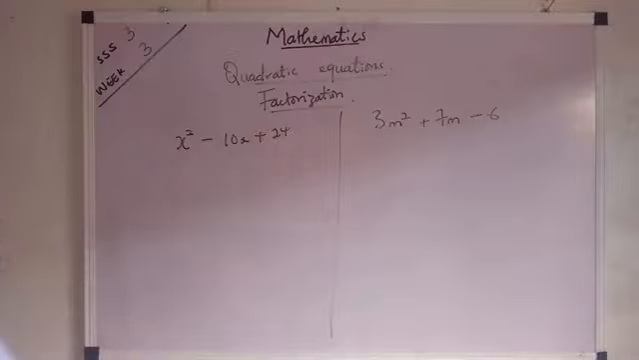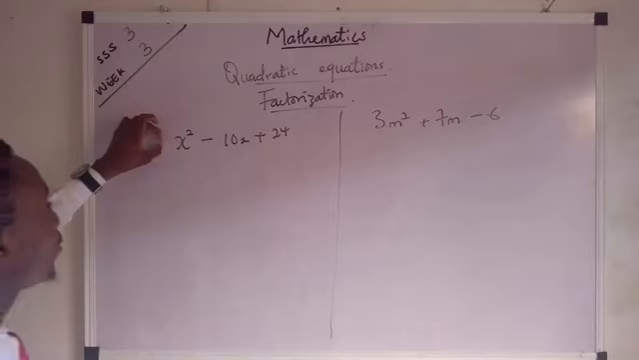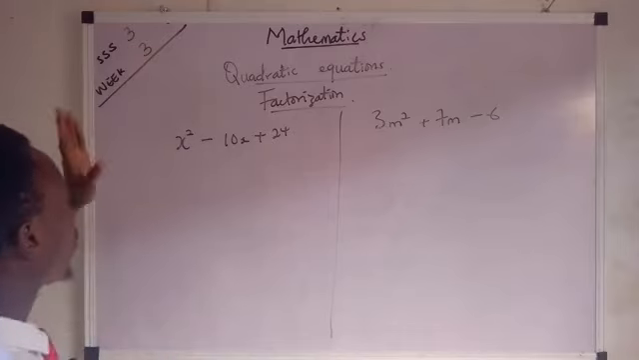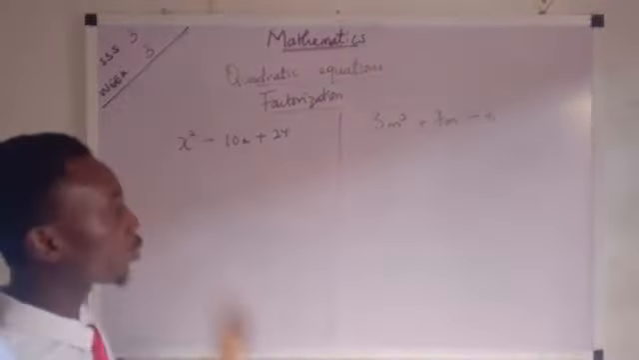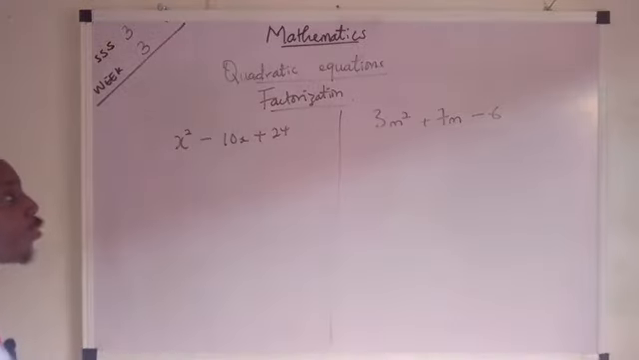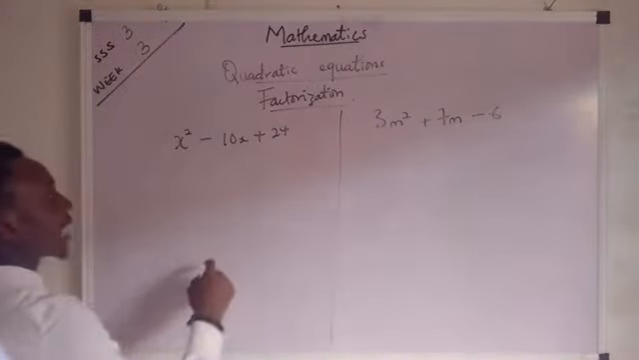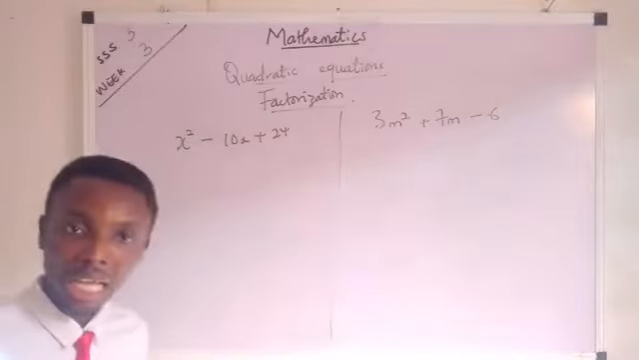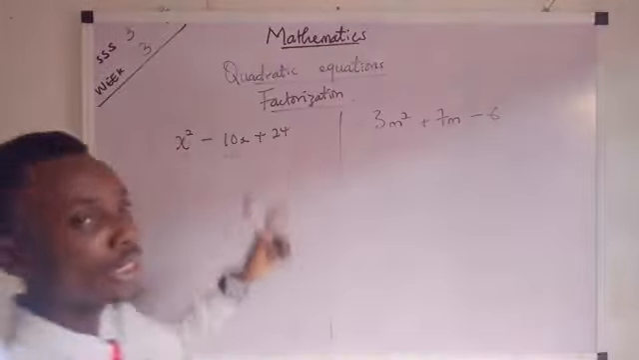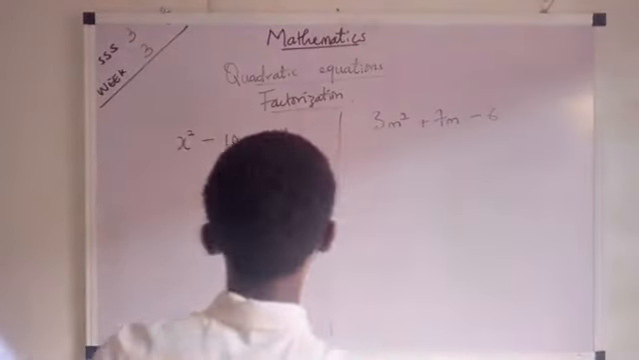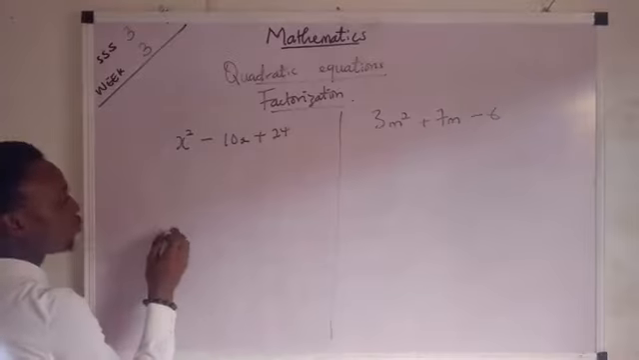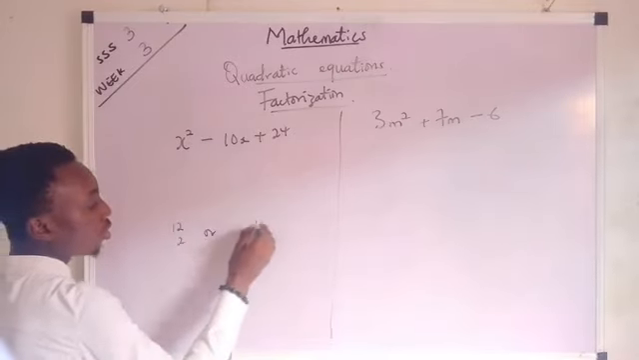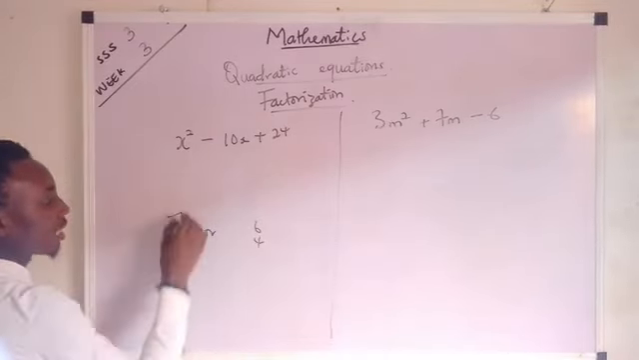Now, if you have a question like this, where the coefficient of the power of the variable, the power of 2, is 1, you just go straight to factorizing. And what do you do? Look for numbers that you can add together to give you minus 10 and multiply together to give you plus 24. So what numbers would that be? Now you have between two choices, 12 and 2 or 6 and 4. So we can start checking these two.